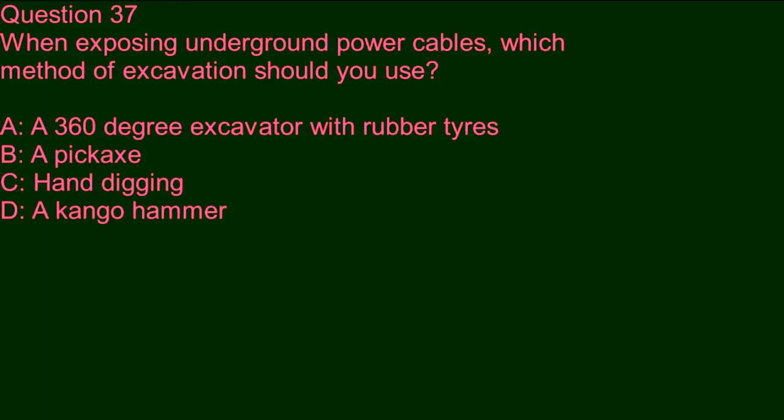Question 37. When exposing underground power cables, which method of excavation should you use? A. A 360-degree excavator with rubber tires. B. A pickaxe. C. Hand digging. D. A Kango hammer. Right answer, C.